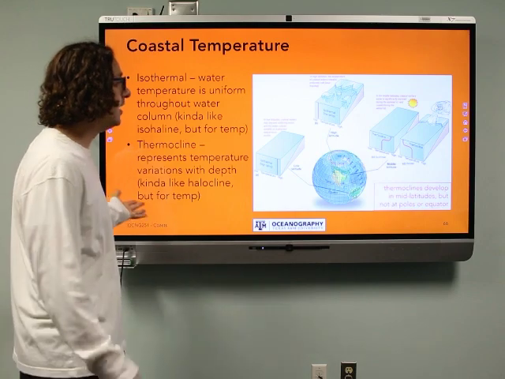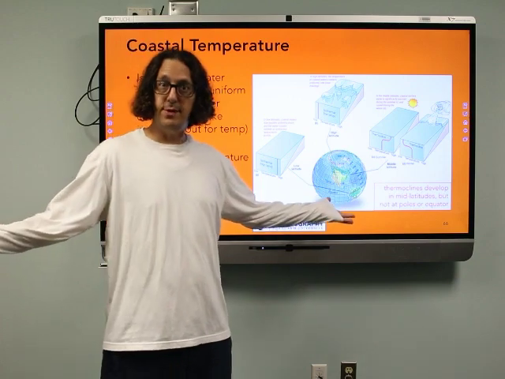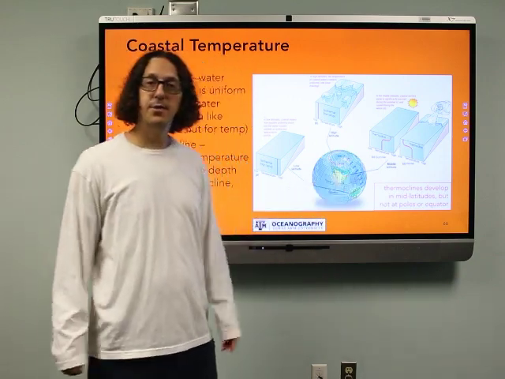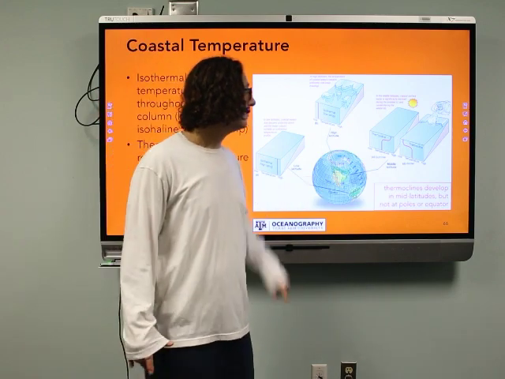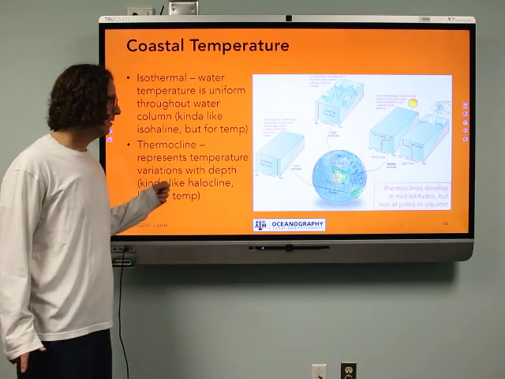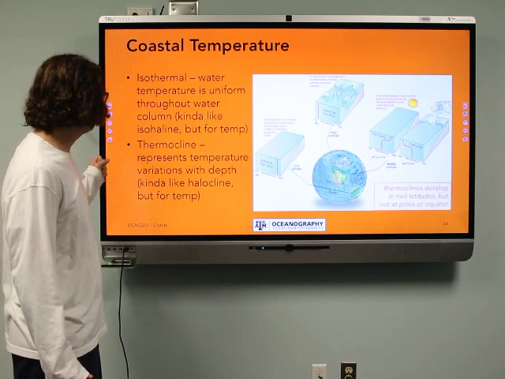So where we get thermoclines tends to be in the mid-latitudes. Like where we live in mid-latitudes. We live in the subtropics. I grew up in temperate areas. Both of those places will have a thermocline. So a thermocline represents temperature variations with depth. Kind of like the halocline, but for temperature.